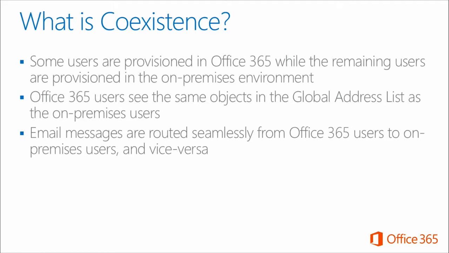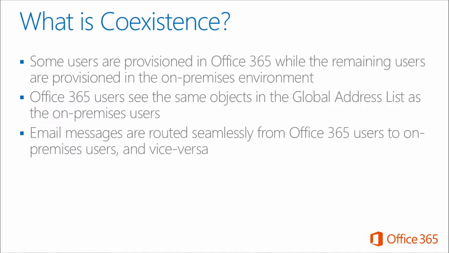But coexistence really simply means some users are online, some users are on premises. They are coexisting from a mail perspective, where mail flow and routing is coming through from on-premises to online and vice versa. And it means that the same objects, the same global address list is being presented, and email messages are routed seamlessly.